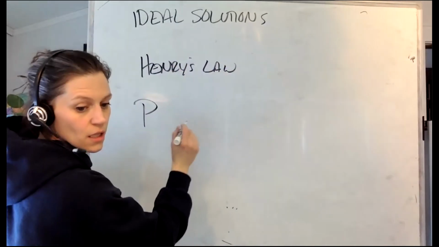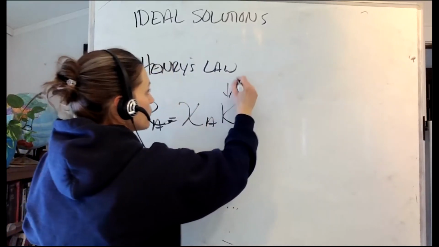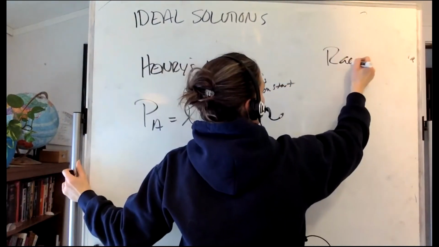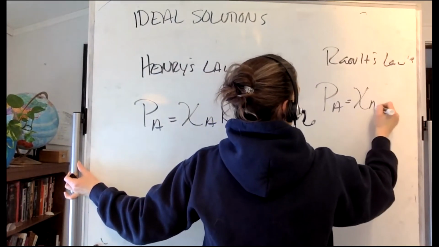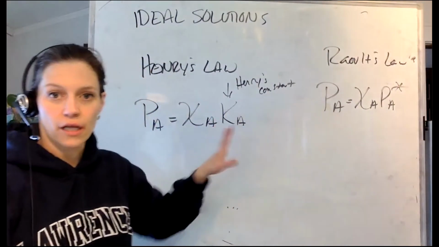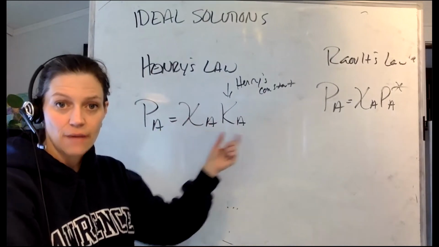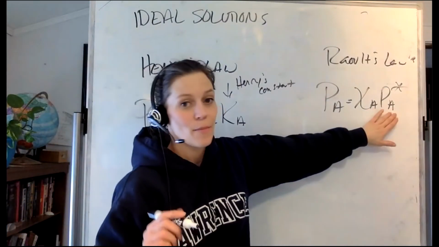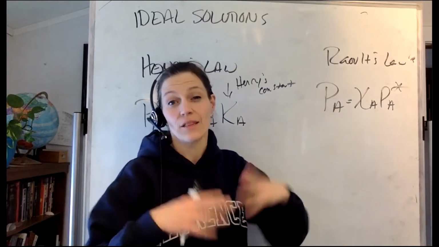P_A is equal to mole fraction A times K_A, where this is Henry's constant. And then Raoult's law is P_A equals mole fraction of A times P_A star. Notice the similarity. P_A, the vapor pressure of A in the mixture, is equal to the mole fraction of A times something. Mole fraction of A times the vapor pressure of the pure solvent is equal to the partial vapor pressure in the mixture.